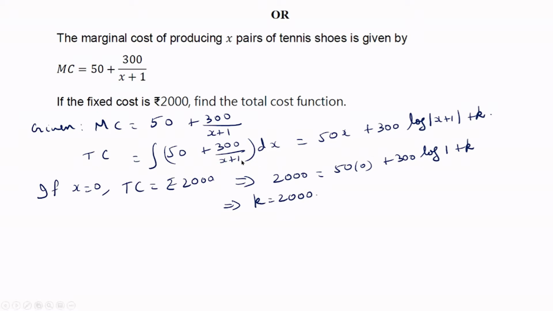So here up to finding this total cost, it carries 1 mark, and finally finding the last step, that is the total cost function, this carries 1 mark. So total cost equal to 50x plus 300 into log of x plus 1 plus 2000. So the final step carries 1 mark.